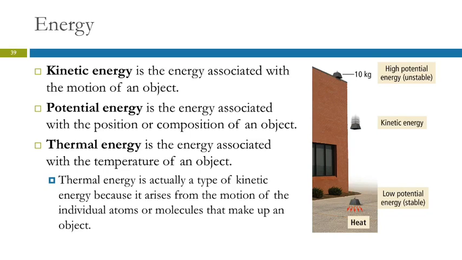When it hits the ground, now it's got lower potential energy and it's going to stop moving through space. So that kinetic energy of motion is gone. What happens to all that energy? It doesn't just disappear. It's transformed into heat. Heat is actually a type of kinetic energy.